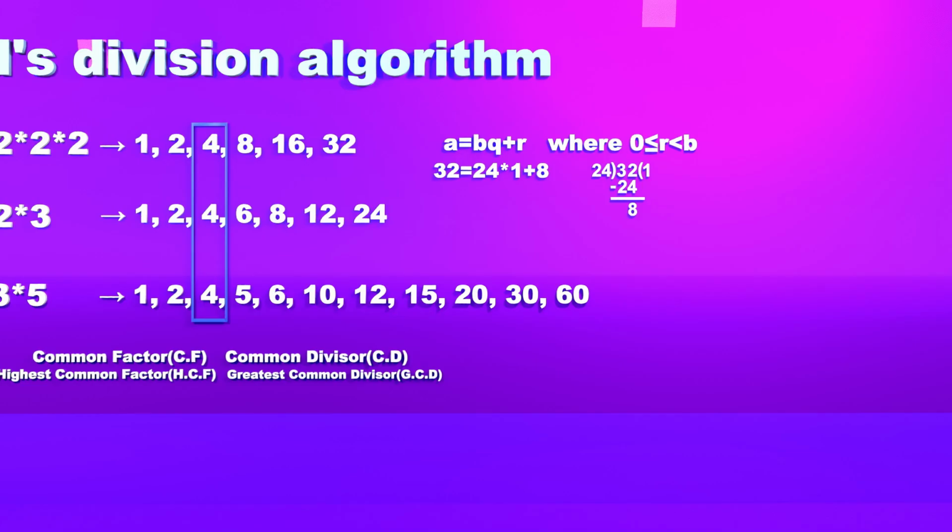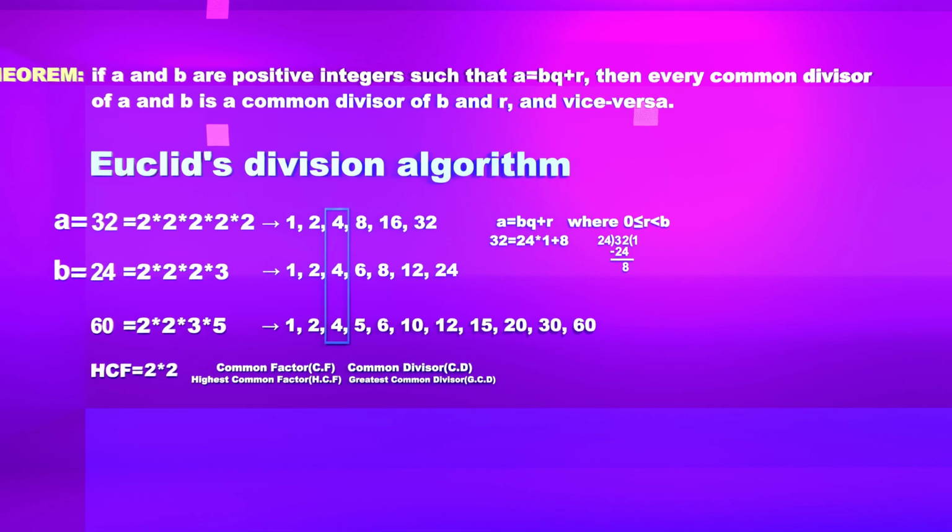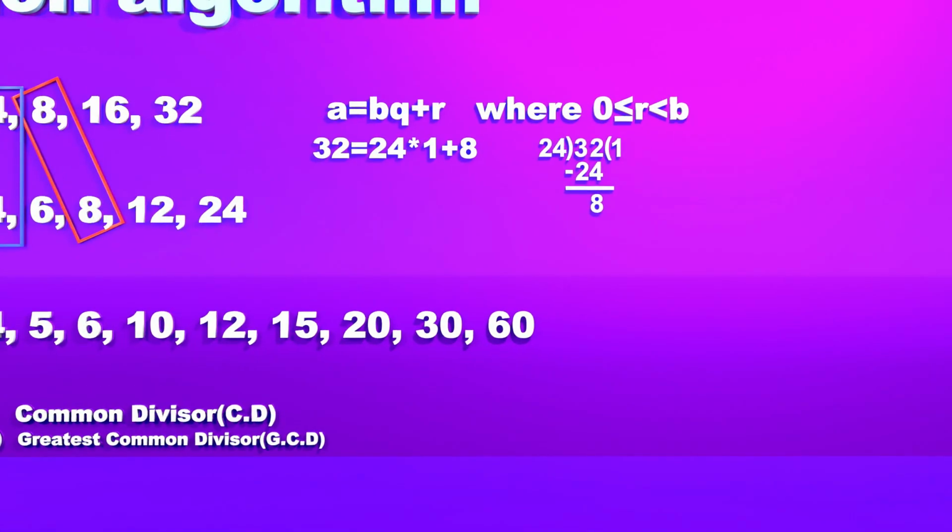Now in this given theorem, we have been told to take common divisors of A and B. 4 is a common divisor of 32 and 24. Also 1 and 2 are the common factors of 32 and 24. Also 8 is a common factor of A and B. Now in the given theorem, it is said that every common divisor of A and B is the common divisor of B and R. Let's see what is the common divisor of B and R.